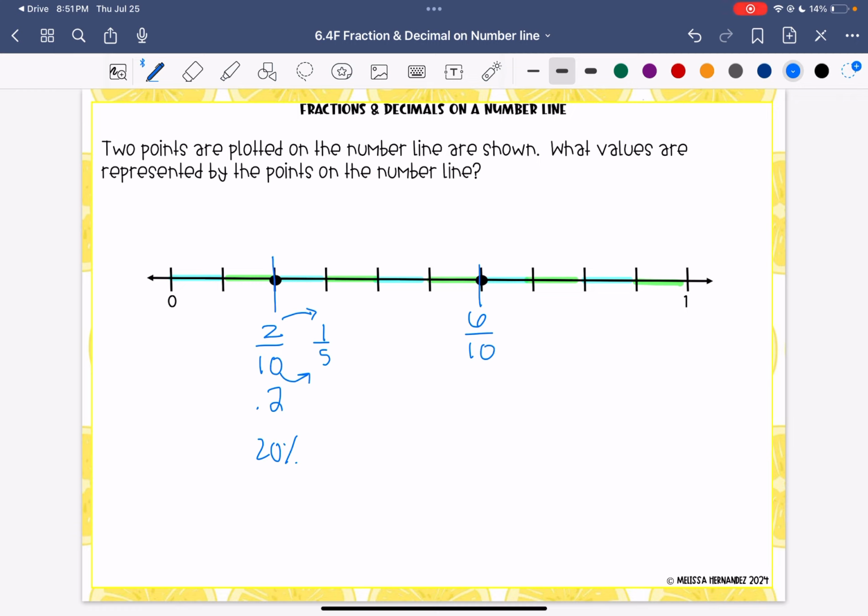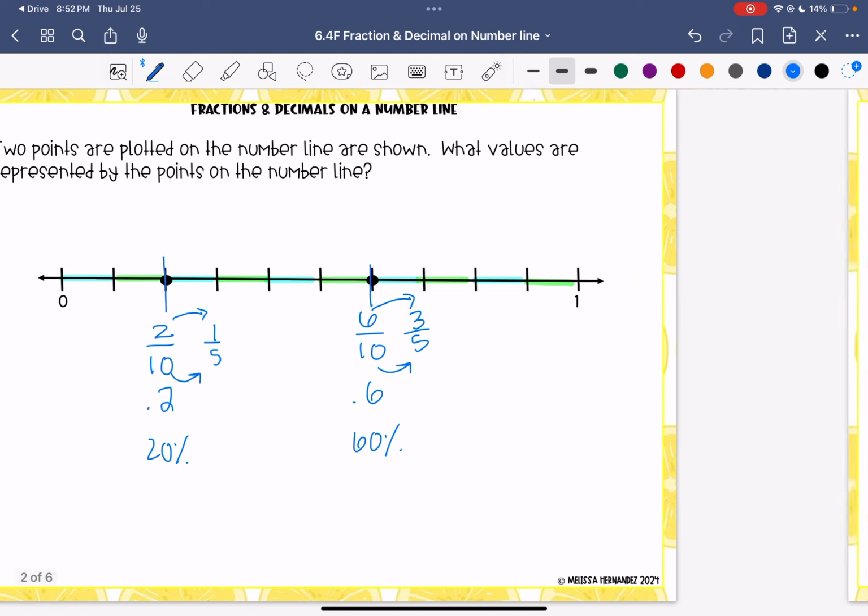6/10, which you already know where it's going, 0.6. You could even go further by 60%. You want to simplify 6/10. It's 3/5. All right, so let's look at the next one.